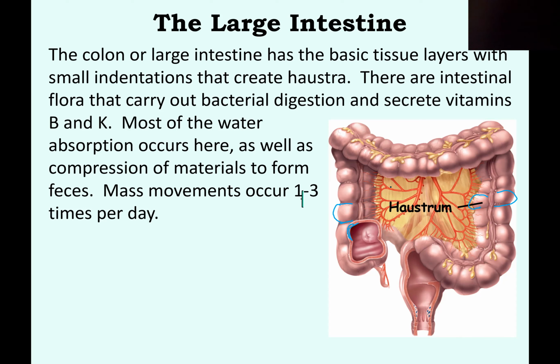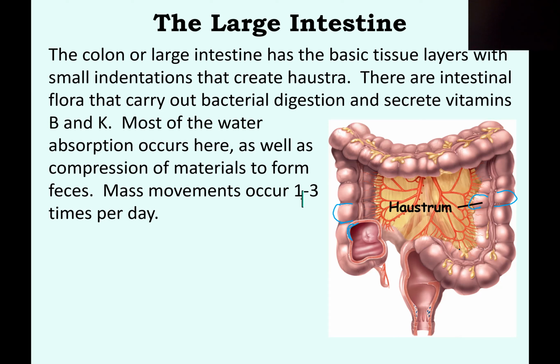The colon is going to have intestinal flora, which we acquire from the foods that we eat. And we need that for bacterial digestion to break down certain things. And we need the bacteria to secrete certain parts of the B vitamins and K. K, going back to being a needed chemical to make certain clotting factors. So most of the water absorption occurs here.